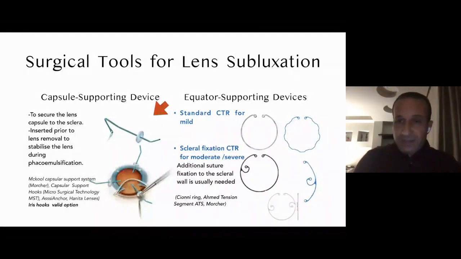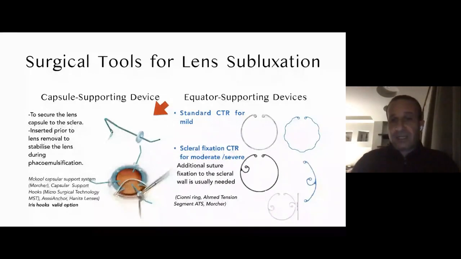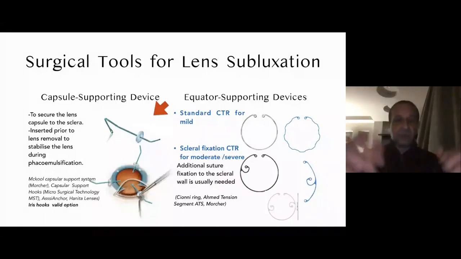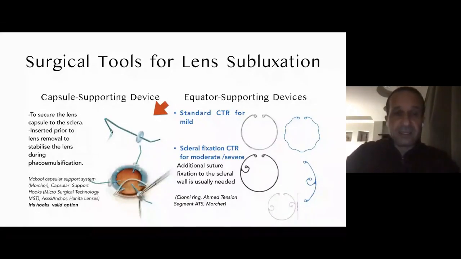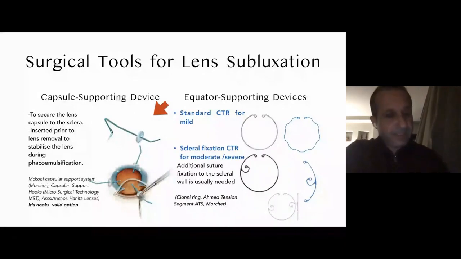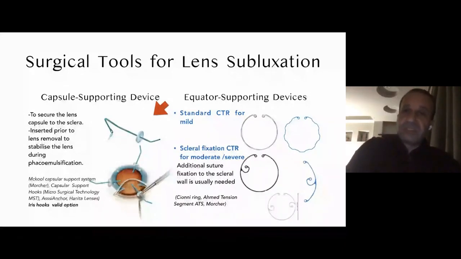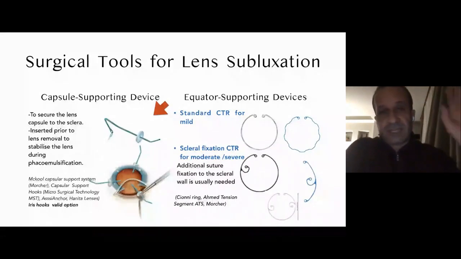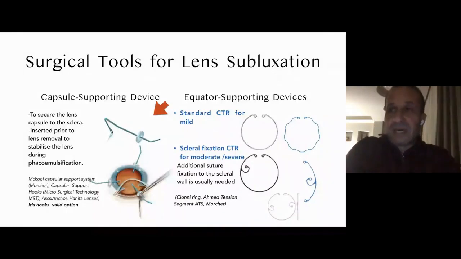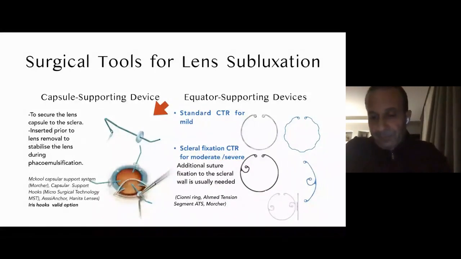Here is another standard form of the capsule tension ring, which is called the Henderson form. I will talk to you about it in a moment. It's similar in function to the standard capsule tension ring. So, broadly speaking, the tools for lens subluxation might be capsule supporting devices or equator supporting devices. The capsule supporting devices are hooks, while the equator supporting devices are rings or segments.